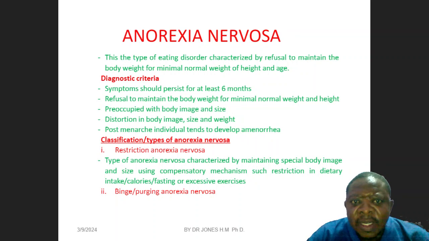The other diagnostic criterion for anorexia nervosa is preoccupation with body image and size. A person becomes so much concerned about gaining weight, yet they are underweight. They don't want to gain weight, but they are underweight. Then the other diagnostic criterion has to do with distortion in body image, size, and weight, and individuals tend to develop amenorrhea. So the criterion of distortion in body image can be used to come up with a diagnosis of anorexia nervosa.